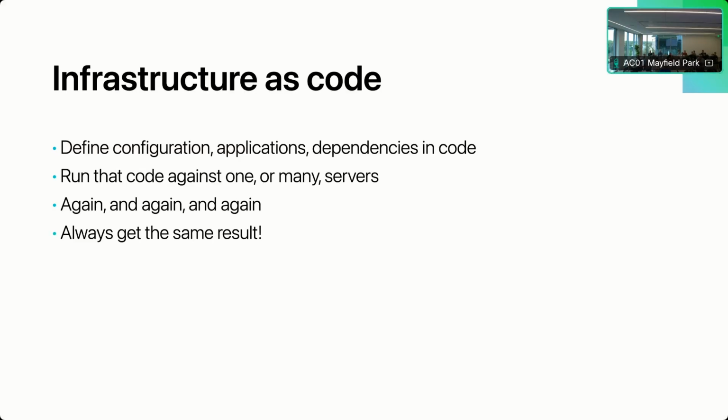Infrastructure as code basically says that you define your configuration and your dependencies in code. You can run that code against one server, or against many servers, and you can run it again and again and again. And the great thing about it is you'll always get the same result, because you are running a known set of steps in a specific order to ensure that you will always get that same result.